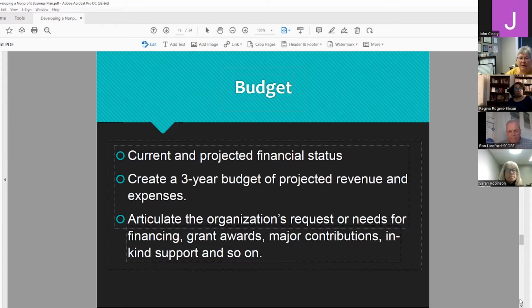And then talking about any requests or grant awards you're going to make, people that again might support you, and people that might give you stuff. It says in-kind support. In-kind support can be great because, if you've got somebody that says, well, we'll donate all the beds, that's fantastic. That's one less expense that you have to have.